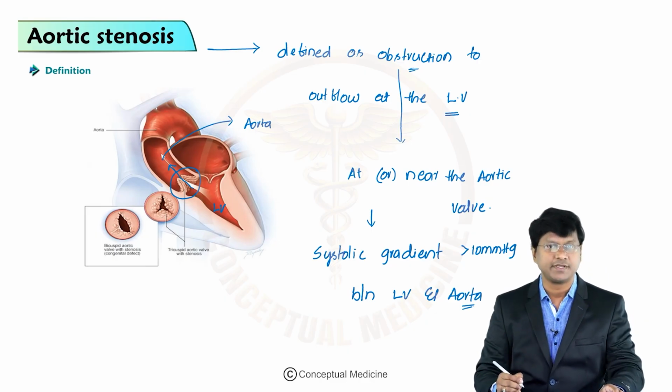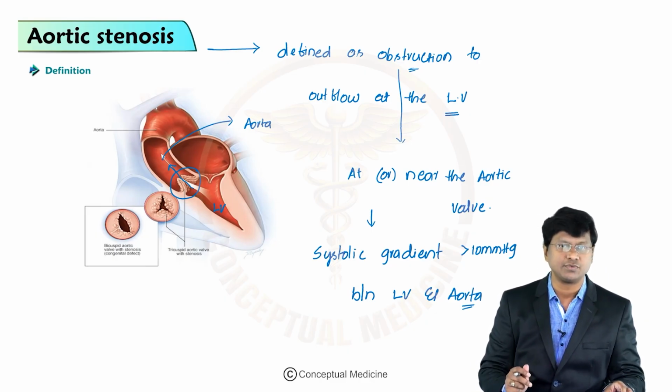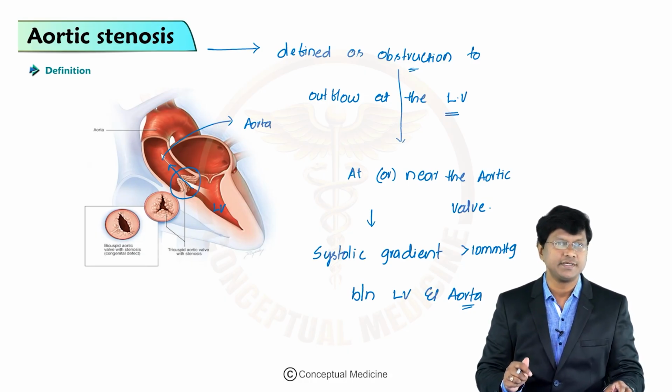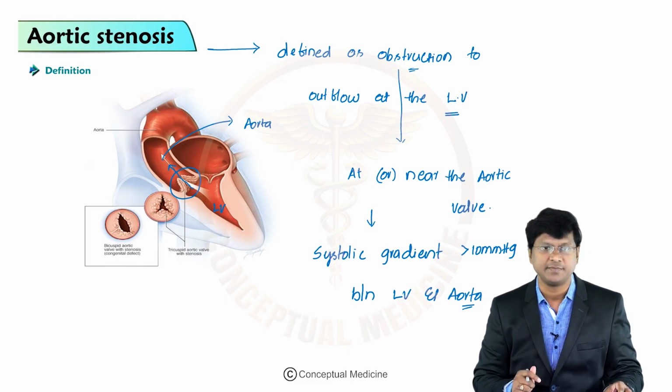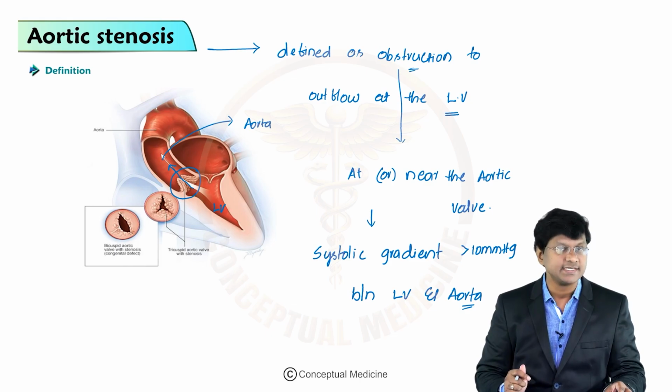If you take the normal gradient, it is around 5 millimeters of mercury, but here the gradient created between the left ventricle and aorta due to the obstruction to the outflow will be more than 10 millimeters of mercury. So that is exactly the definition of aortic stenosis.